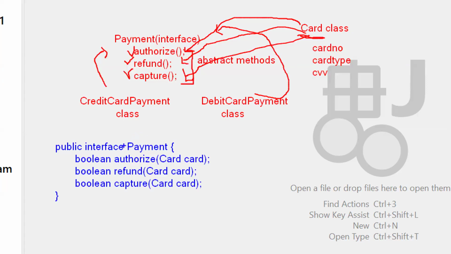Before I write this interface called payment in my project, first I'm going to complete one class called Card. With how many variables? Four variables. What are the four variables? Card number, card type, CVV, and balance.